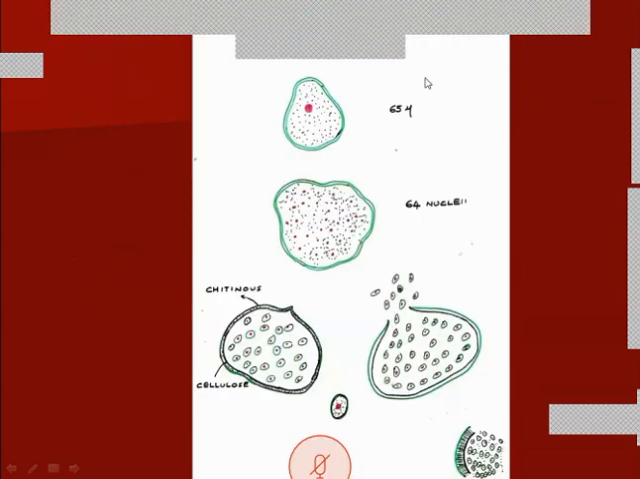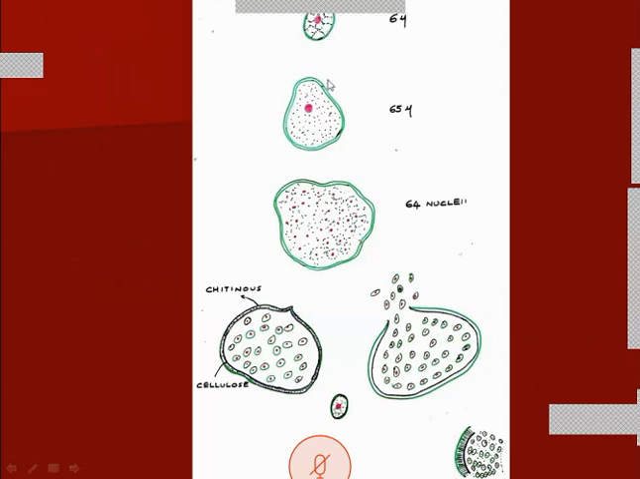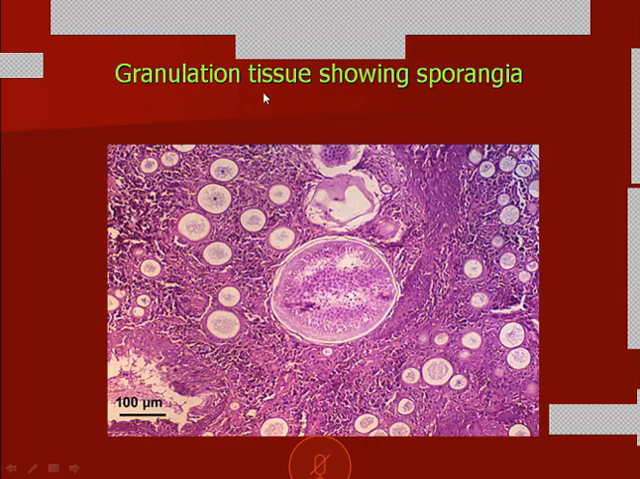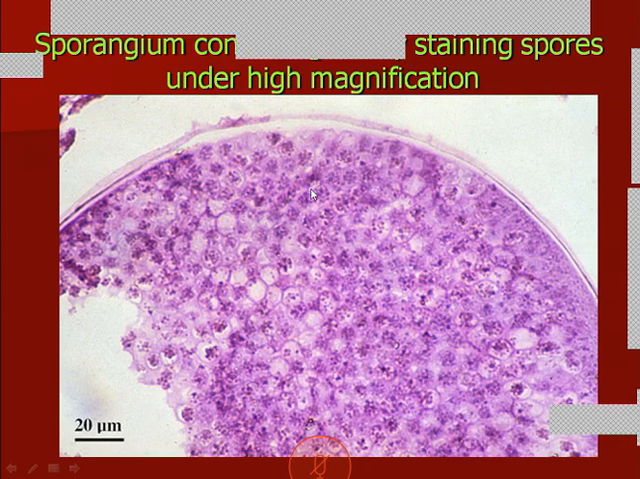So one has to see how it grows from 6 to 7 microns, to the chitinous layer with a germinal pore, again to sporangia, and then again to spores. That is the life cycle of Rhinosporidium. If you see under the microscope, you can see granulation tissue showing multiple sporangia. These are all sporangia within granulation tissue. This is a sporangium in high magnification with multiple spores.